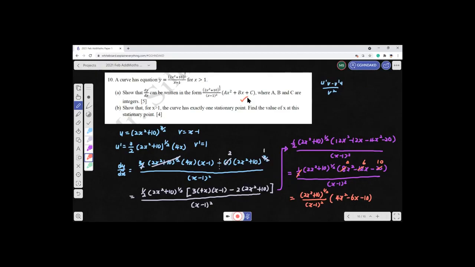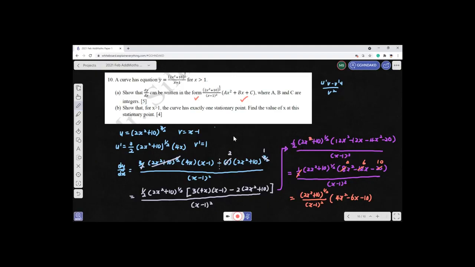Any questions? Do we have to state the value of A, B, and C? No. You just need to show it in this form. Teacher, the one in purple, the 2x is to the power of 2, right? Not 3. Yes, 2x to the power of 2. All this is power of 2.